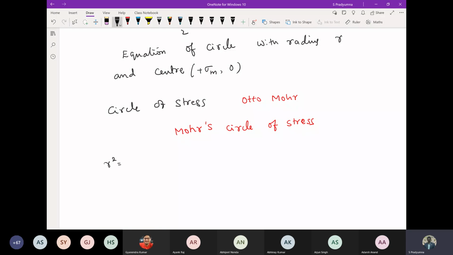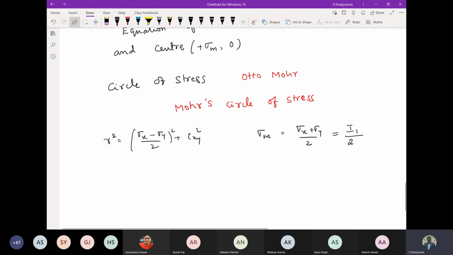So for that I consider R square. R square is equal to (sigma x minus sigma y by 2) whole square plus shear stress tau xy square, and sigma m, which corresponds to the center of the circle, is given by sigma x plus sigma y by 2, which is equal to sigma x plus sigma y, the first invariant of stress, that is I1, by 2. That means the center of the Mohr circle will not change if you just change the orientation of the element or orientation of the reference axis.